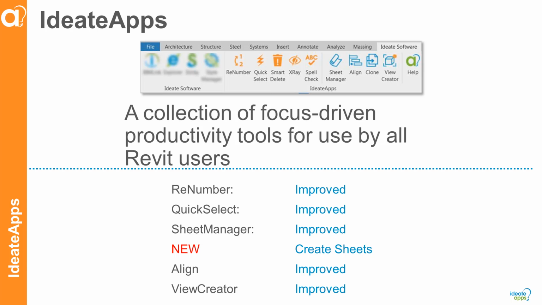The November 2019 release of Ideate Apps impacts Revit's 2017 through 2020, as shown here. So remember to update your existing versions to access these improvements. We are confident that you will find a lot of value and productivity enhancements within these improvements.